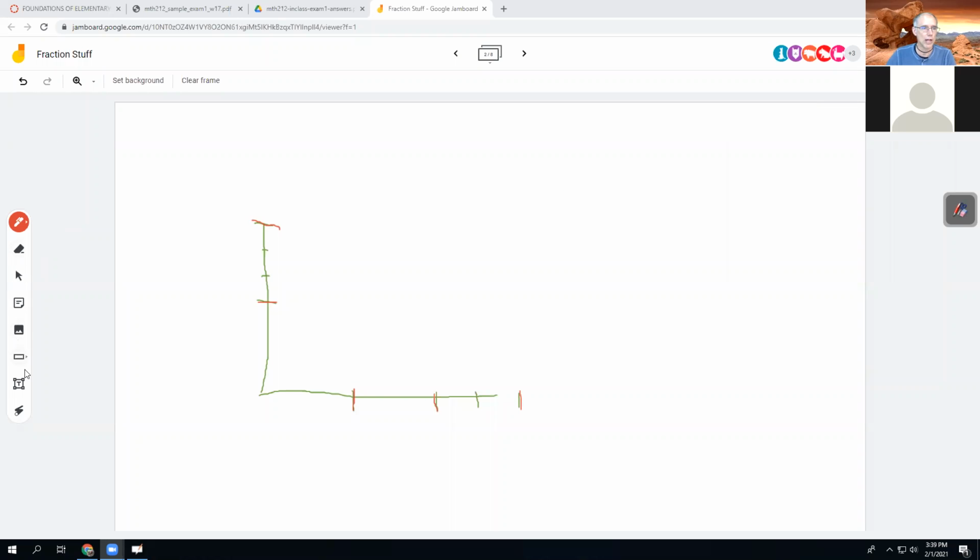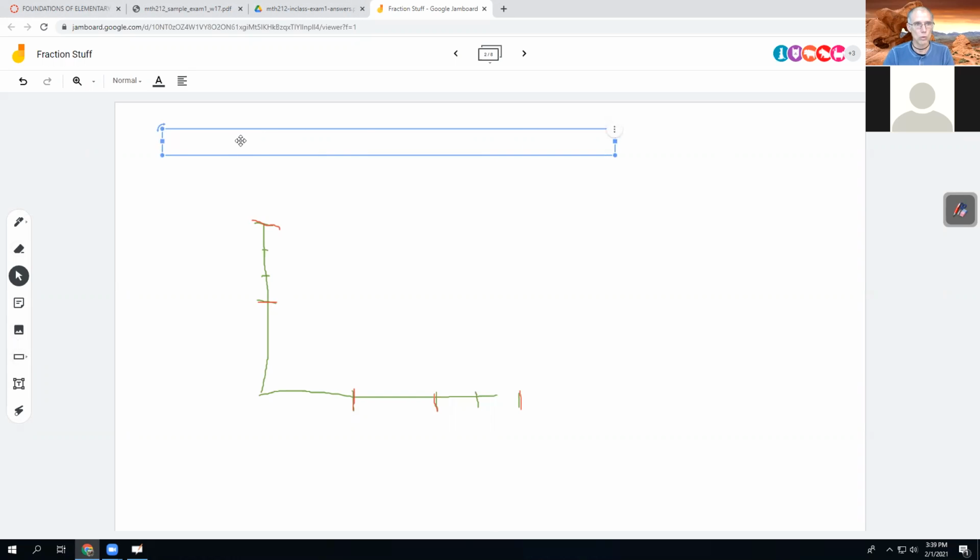So the problem that we had to work with here, we wanted to know, what is 5 halves times 4/3? And in order to do that, I asked that you model multiplication as area.